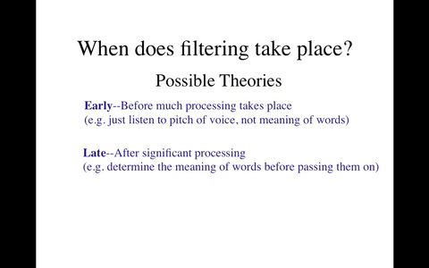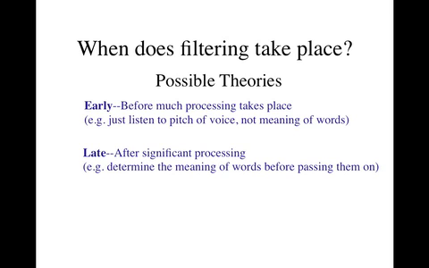So a very basic question in the history of attention research is, when does filtering take place? The idea is that only a certain amount of information is processed, but what do we mean by that? At which stage of processing do only the things you're paying attention to get processed? So we talked about two models, early and late. Early filtering models say filtering happens before much processing takes place, and so it's based on simple properties of a stimulus.